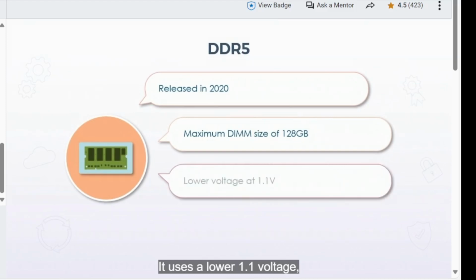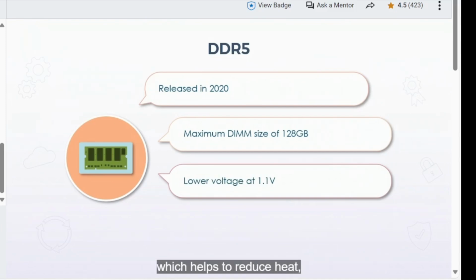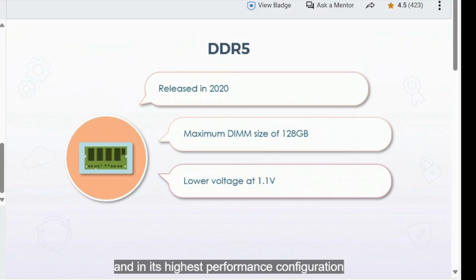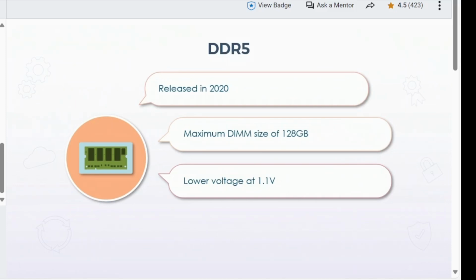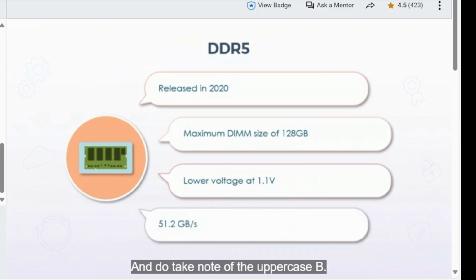It uses a lower 1.1 voltage, which is also lower than all previous DDR implementations, which helps to reduce heat, which of course is beneficial in the more limited space of a laptop, and in its highest performance configuration, it supports an eye-opening bandwidth of 51.2 gigabytes per second. And do take note of the uppercase B. This is in fact gigabytes per second. Translated into gigabits, that's just shy of 410, which is approaching half a terabit per second.